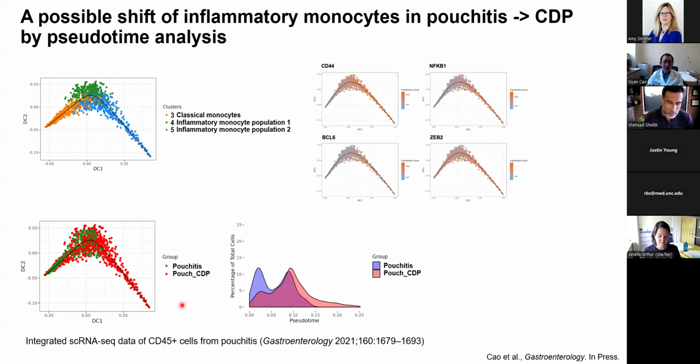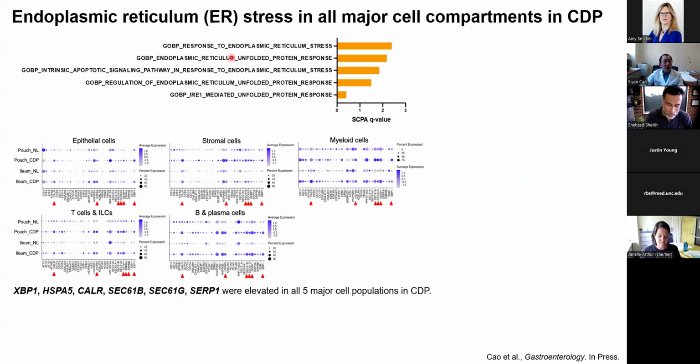Crohn's CDP-like manifestations. And finally, we show there is an activation of endoplasmic reticulum stress in all major cell compartments of the CDP tissues.